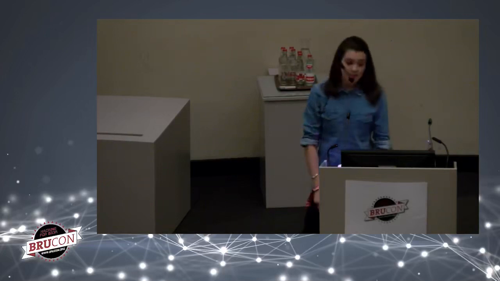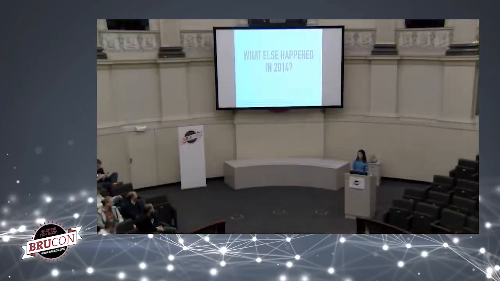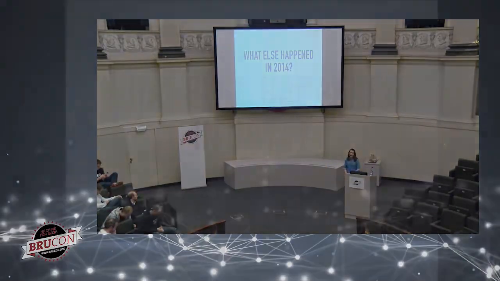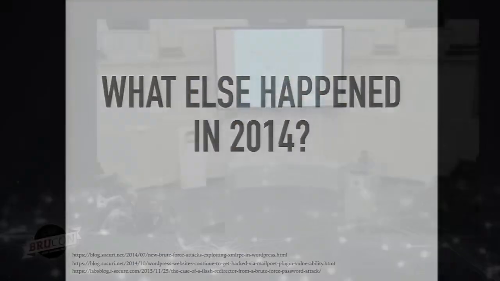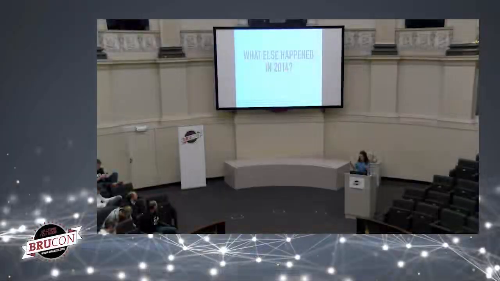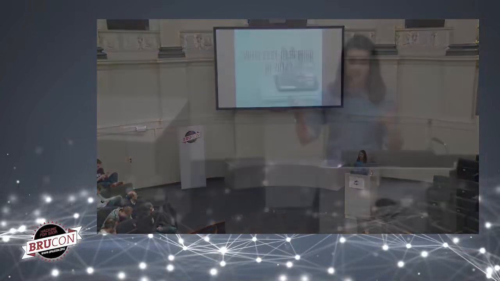There are other things happening in 2014 which are worth mentioning. First, there was an attack on WordPress where the hackers exploited for the first time the XML RPC call, in particular wp.getUserBlogs. This attack was made possible because many calls in the WordPress XML RPC implementation require a username and password.